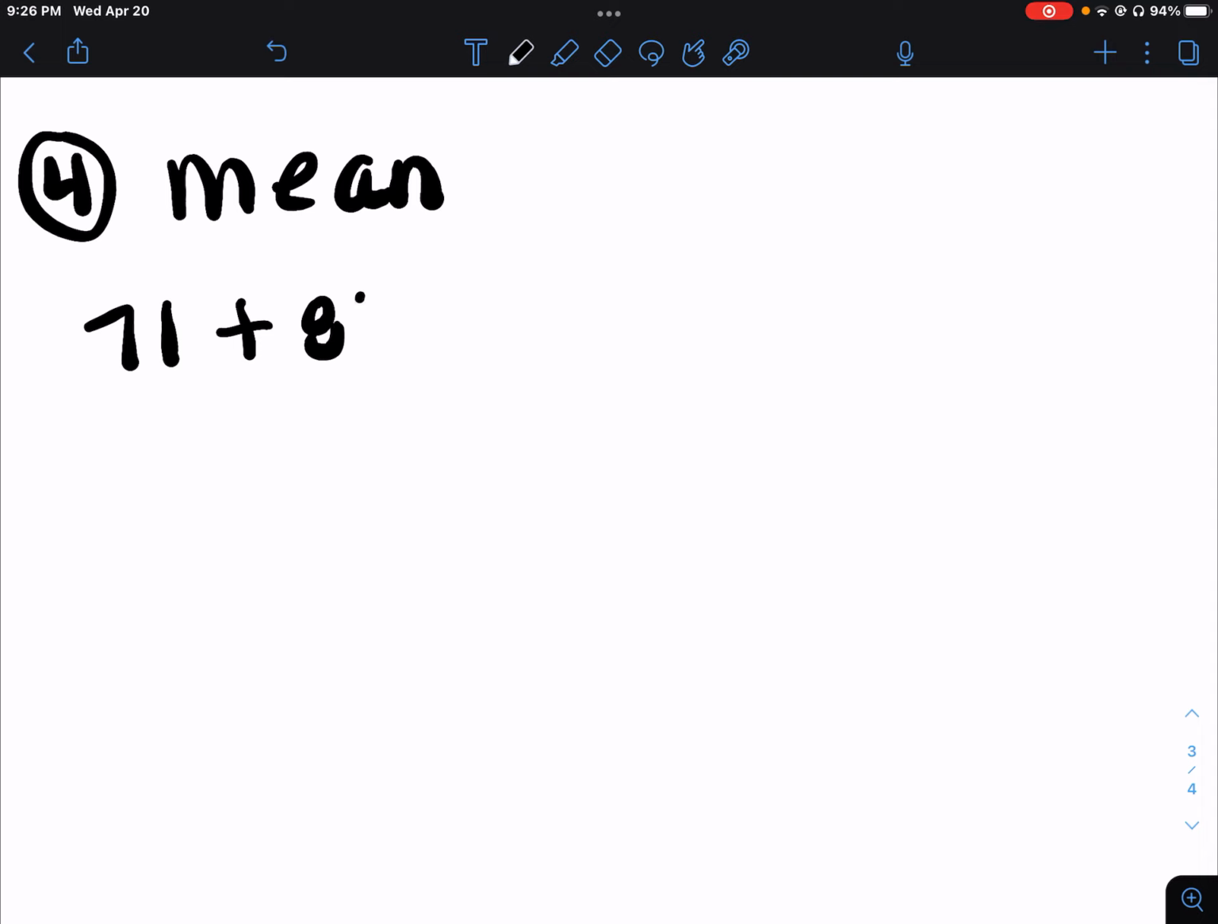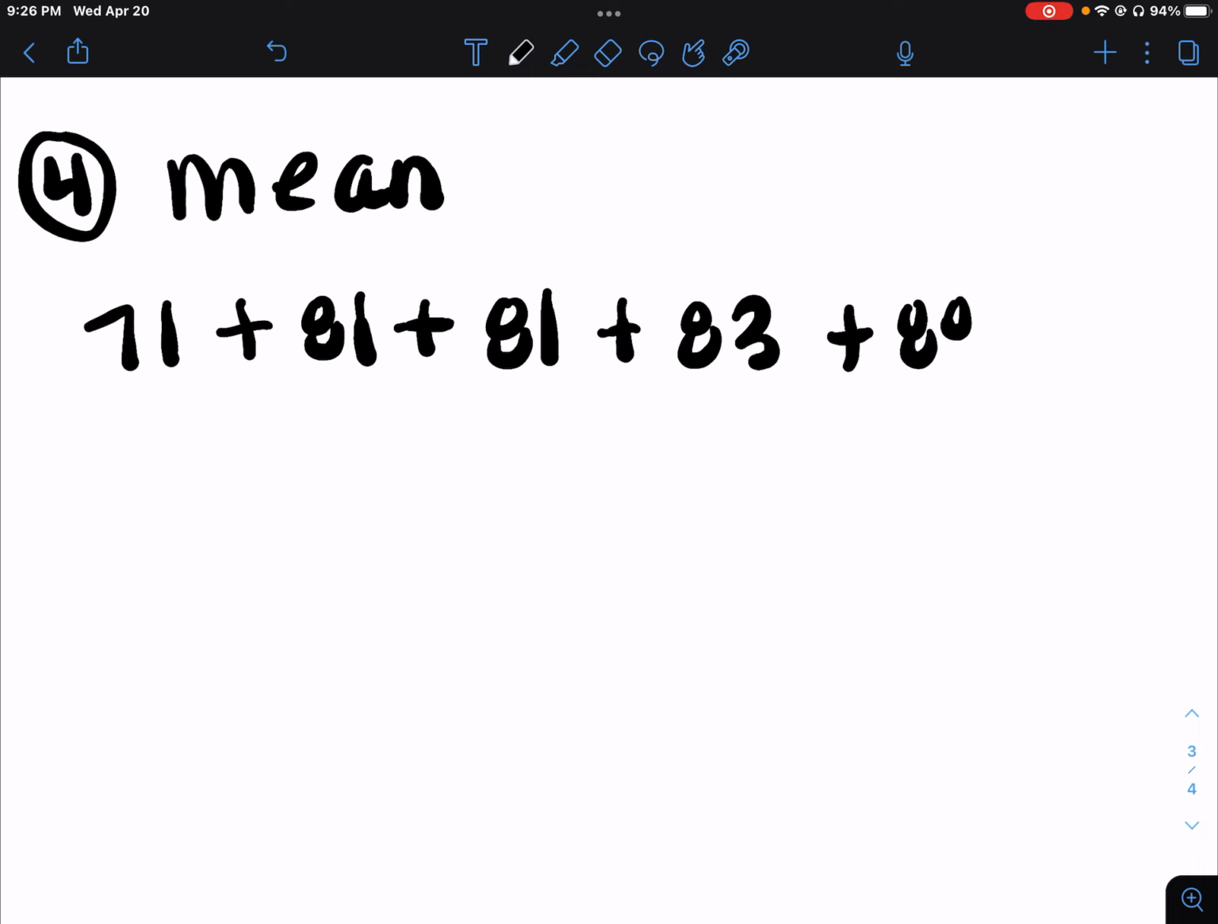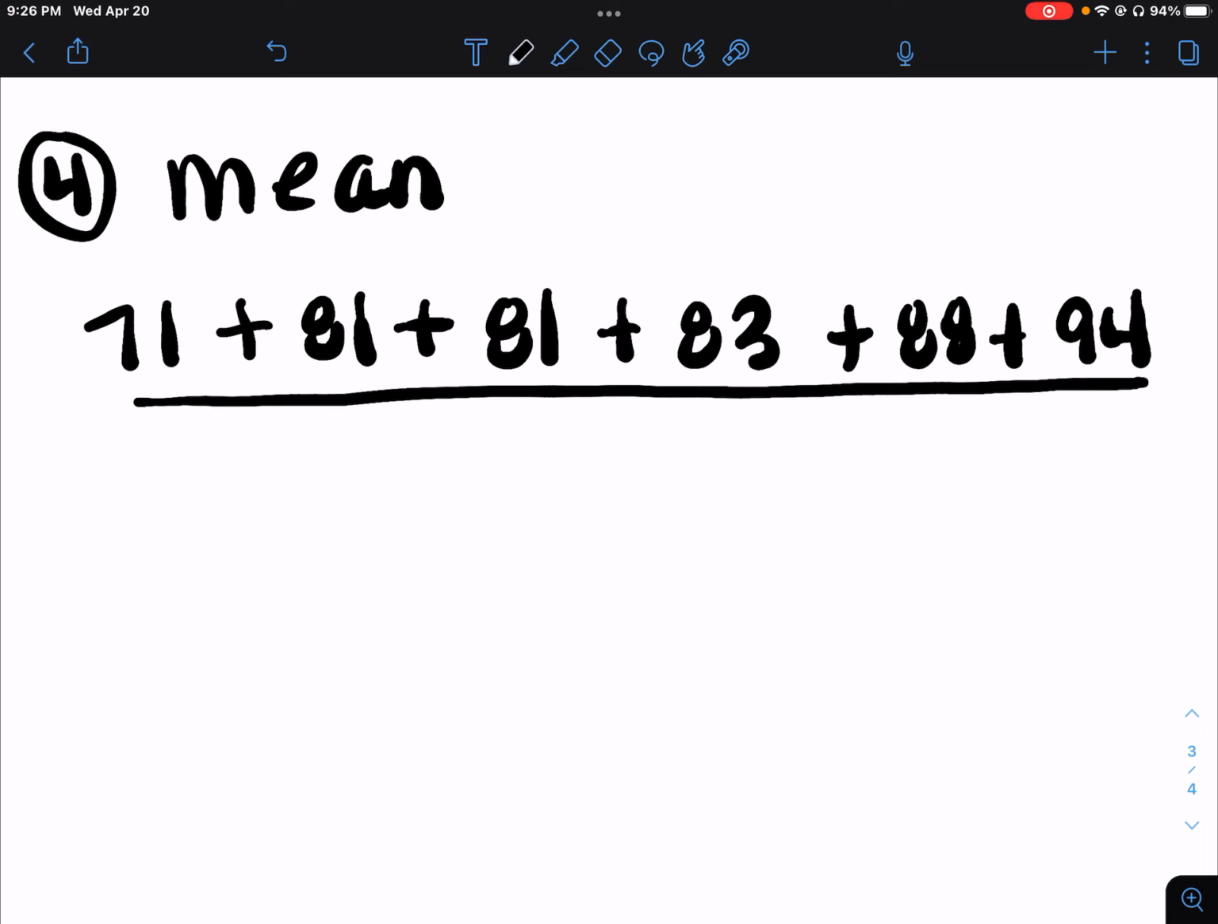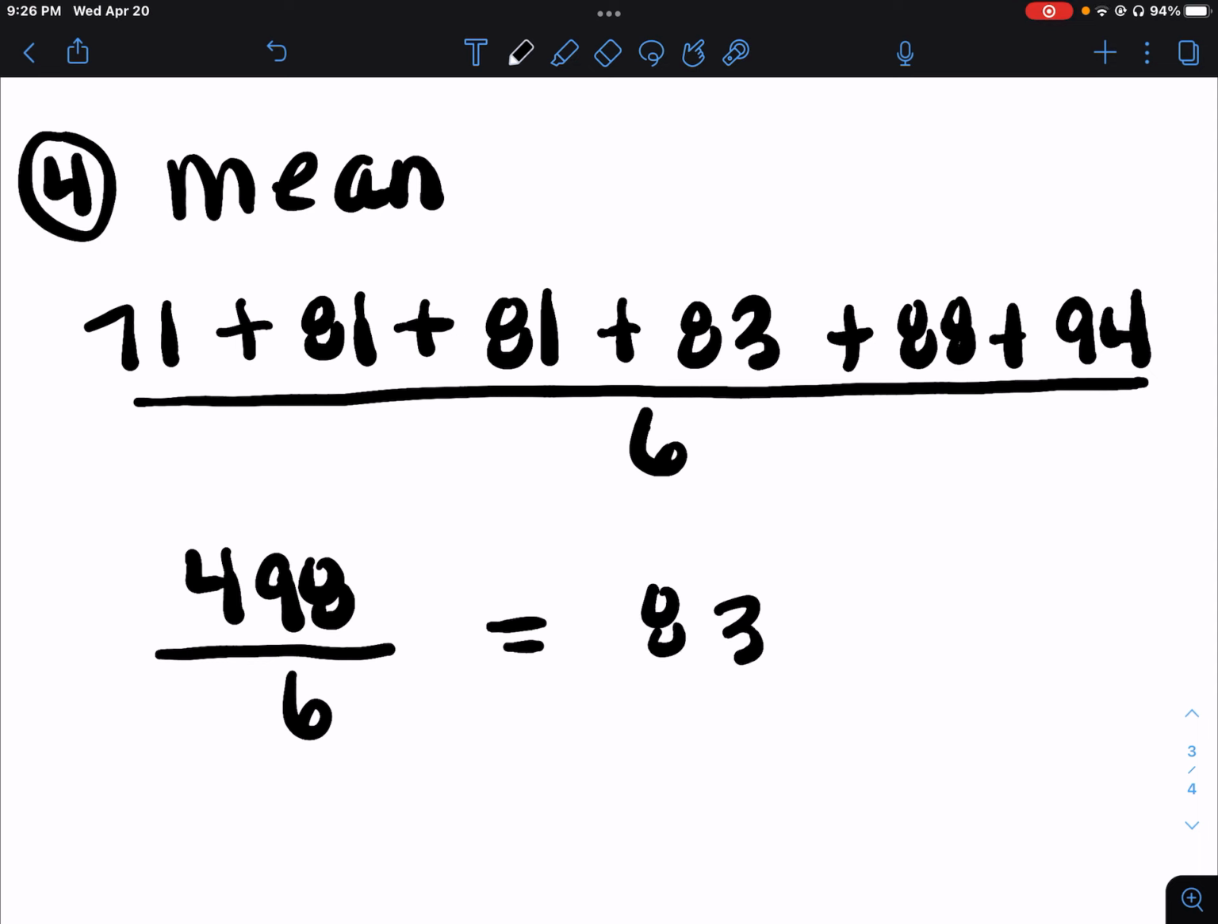Okay, and then we have some calculations for the rest. Number 4 says the mean of some numbers. Okay, so you're going to add up the numbers. The mean is like the average, and divide by how many. Okay, so the total is 498 and divide by how many numbers. So the mean is 83.